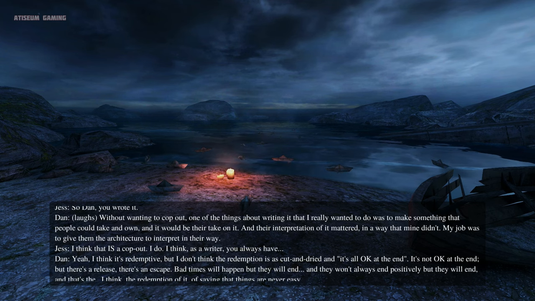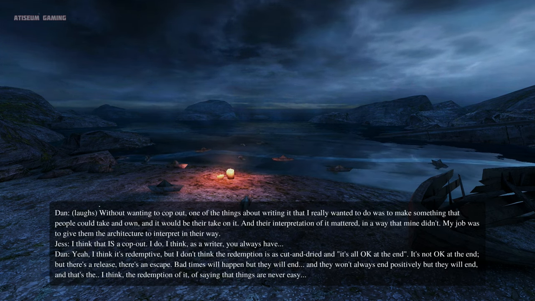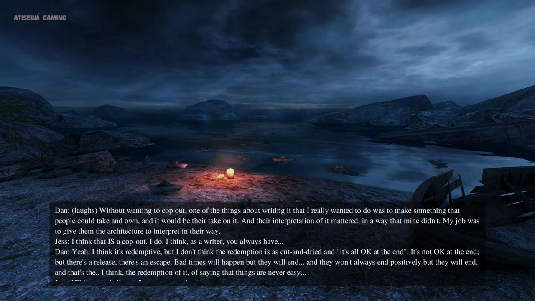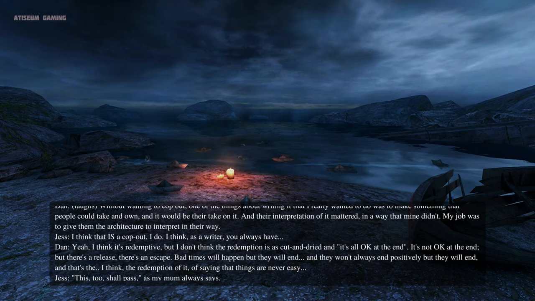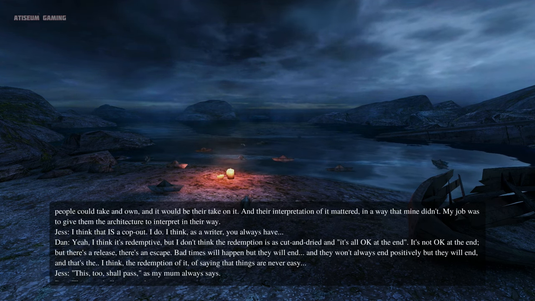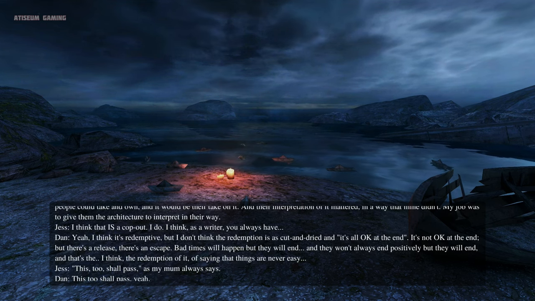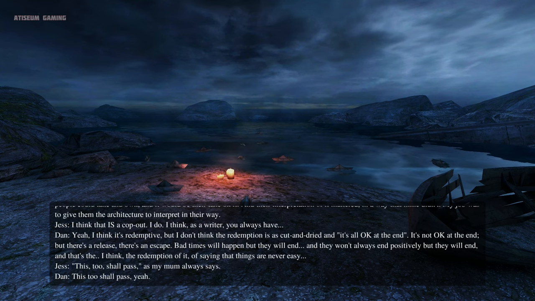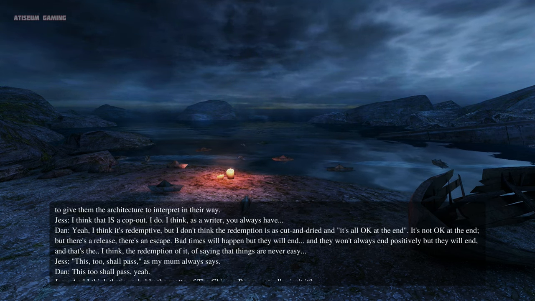So I think that is a cop-out. I do. I think as a writer, you always have. Yeah, I think it's redemptive. But I don't think the redemption is as cut and dried as it's all okay at the end. It's not okay at the end. But there is a release, there's an escape, that bad times will happen, but they will end. And they won't always end positively, but they will end. And that's, I think, the redemption of it, of saying that things are never easy.